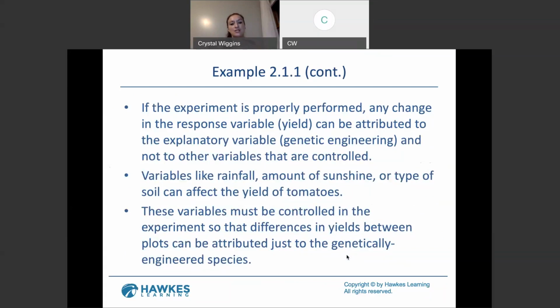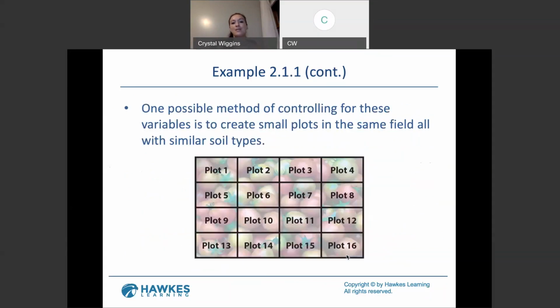versus the standard. One possible method of controlling for these variables is to create small little plots or use little pots and use the same soil, make sure that they're all in the same type of lighting, they get the same hours of light a day, and the same amount of water.